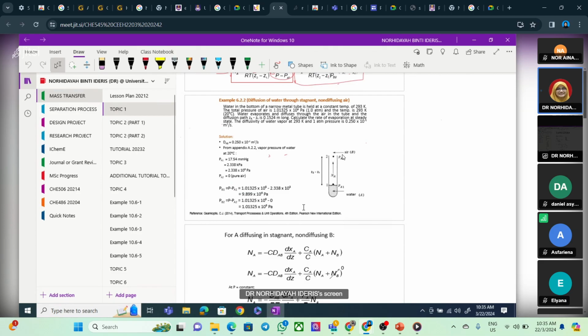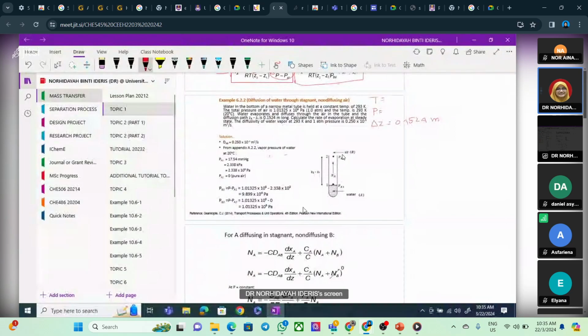Okay, so we have here the water in the bottom of a narrow metal tube held at a constant temperature and pressure. So given to you here are the temperature and pressure. Okay, and the water is diffused through the air, and the distance delta Z is given, which is 0.1524 meter. Okay, calculate the rate of evaporation.